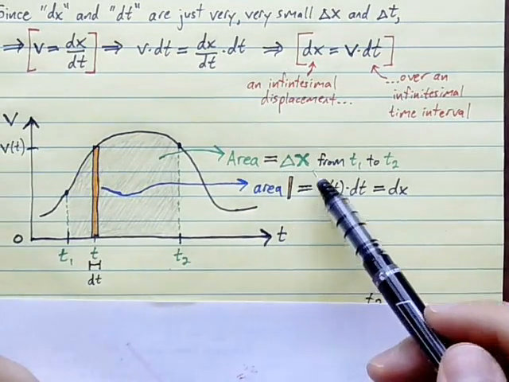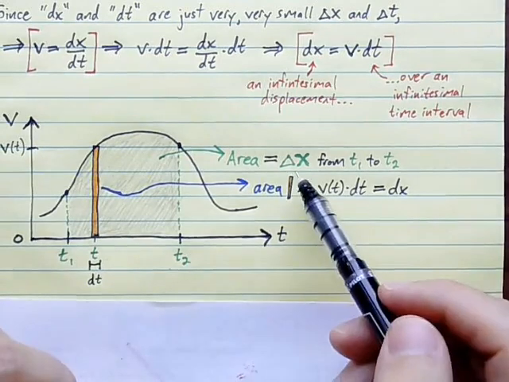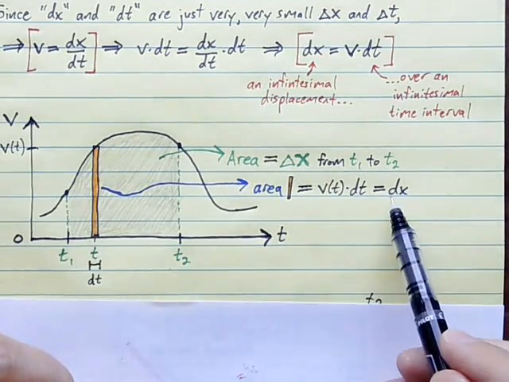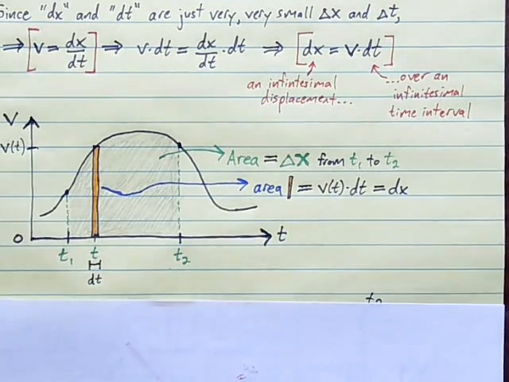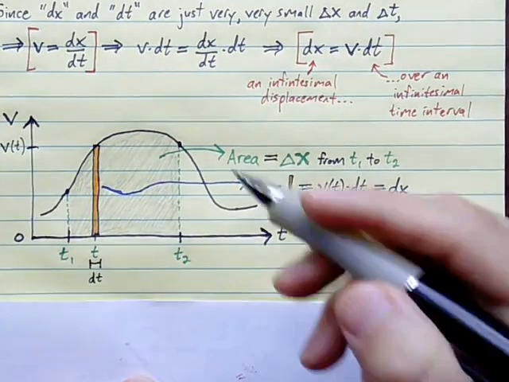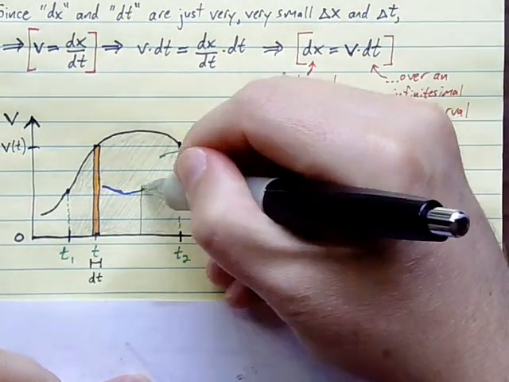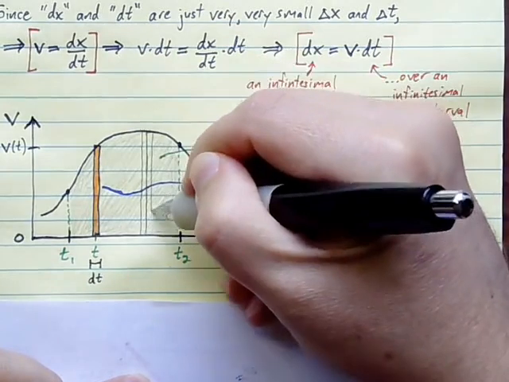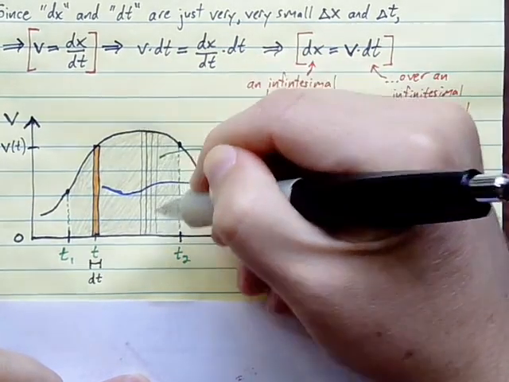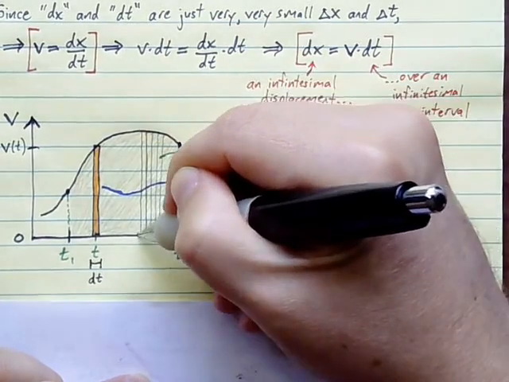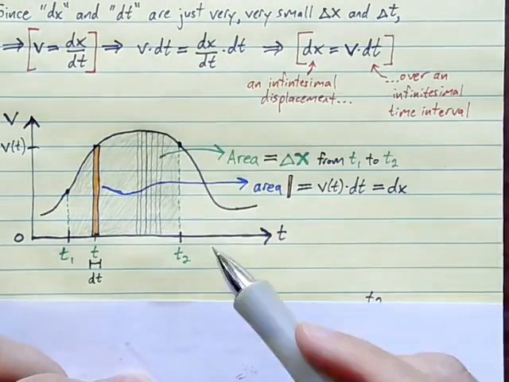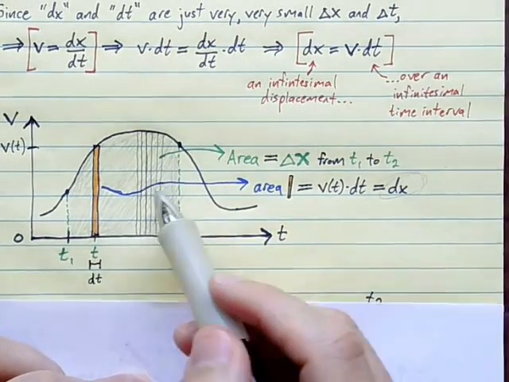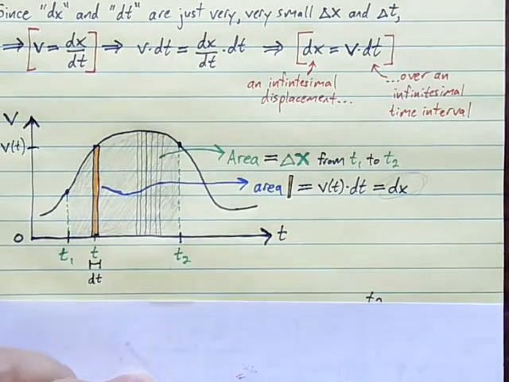So the argument we're going to make here is that if this total gray shaded area is equal to the total displacement, delta x, from t1 to t2, well, that total displacement comes from adding up a whole bunch of these little displacements, dx's. So we can actually imagine dividing up this whole gray area into a bunch of tightly packed, tall, thin rectangles, like skyscrapers all packed together, or tall trees all packed together. And if we can find the areas of all of those thin rectangles, all those little dx's, and add them all up, we'll get the total area, delta x.